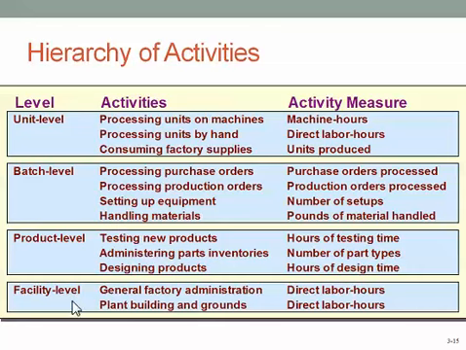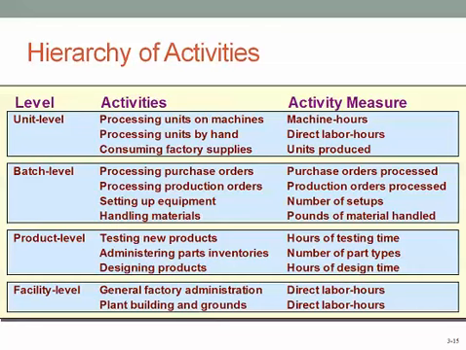Unit level activities typically involve processing of units on machines or processing units by hand, consuming factory supplies. These are activities that we incur as we process additional units of output, and we'll typically allocate those using, say, machine hours, direct labor hours, or number of units produced. Then we have batch level activities, like processing purchase orders, production orders, and setting up equipment, and we'll typically allocate those based on the numbers of purchase orders, production orders, machine setups, etc.